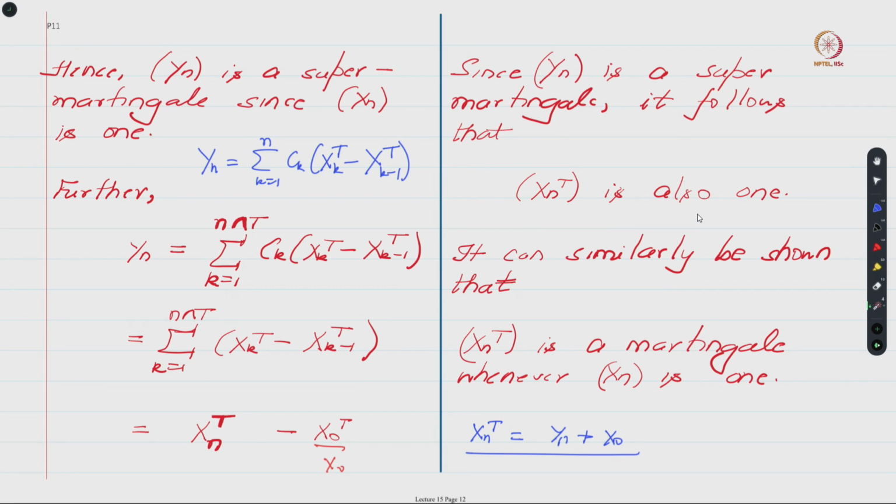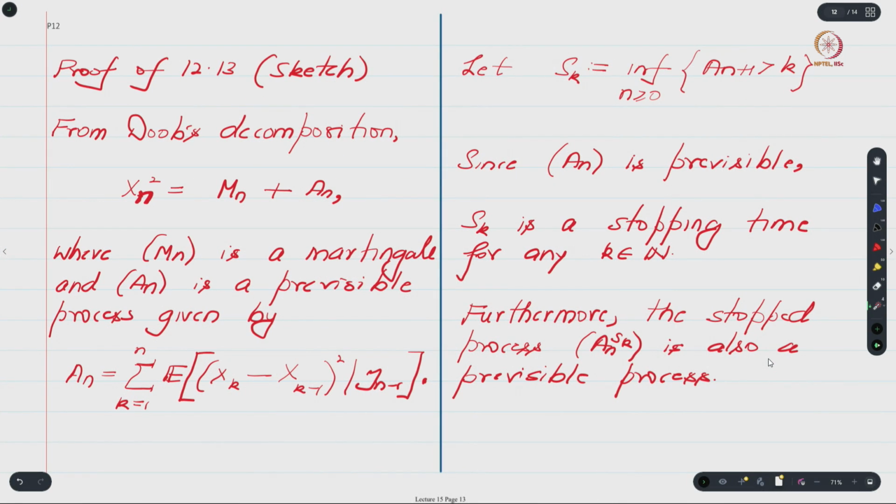And by repeating the proof argument, one can also show the following: if x_n is a martingale, not just a super martingale, then your stopped process will also be a martingale. So let me summarize quickly what we have shown. If you start with a super martingale and you stop it, then that stopped process will also be a super martingale, and similarly if you start with a martingale, then the stopped process will also be a martingale. Is that okay?